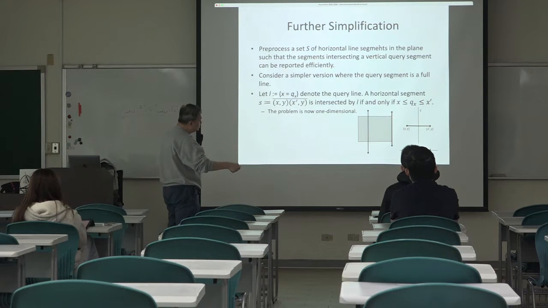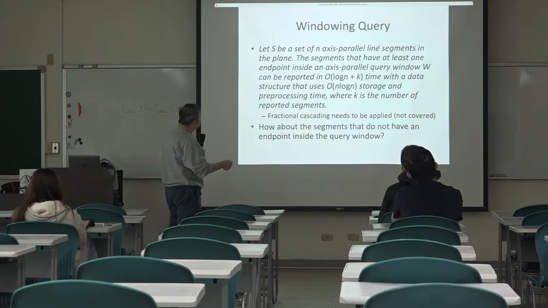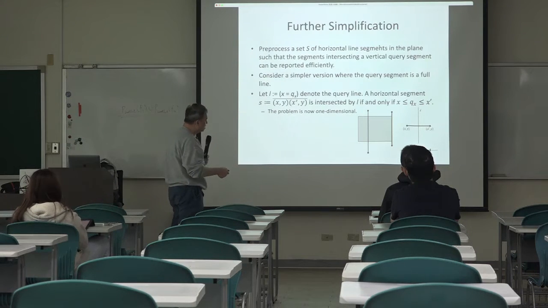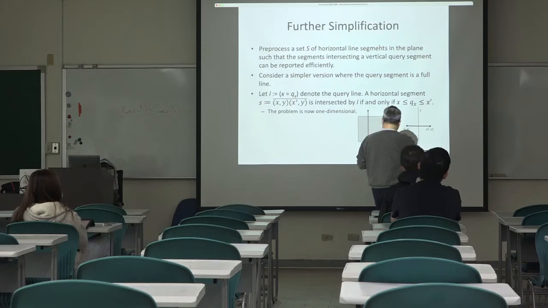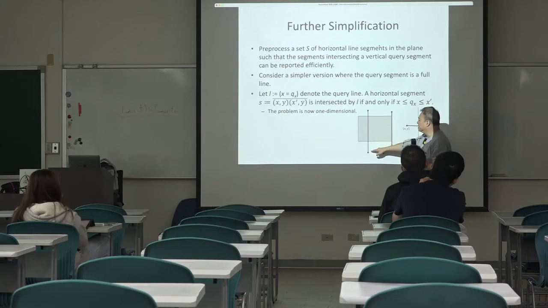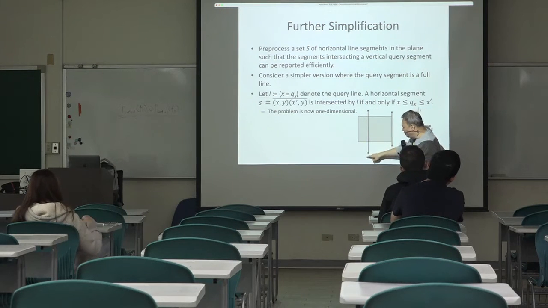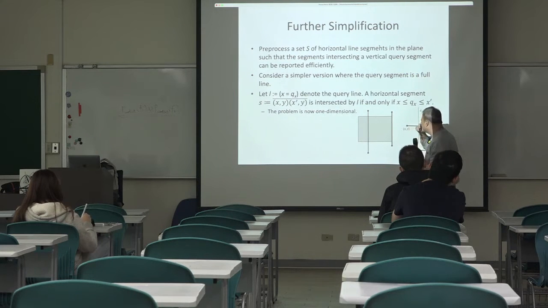You can see this one deals with these two types. If the endpoint is on the boundary, it can be solved by this range tree, so we don't discuss that. But for the case that two endpoints are outside of the window, one case is like this, another case is like this.